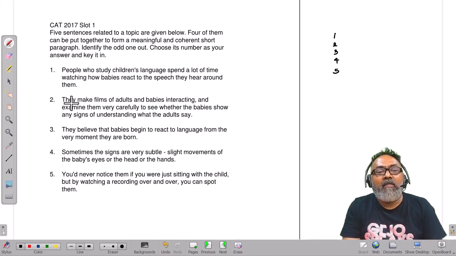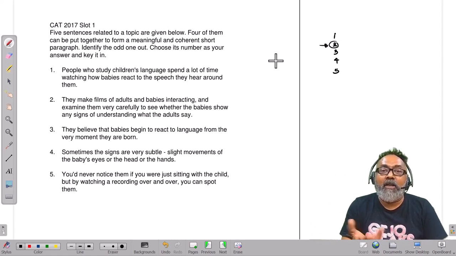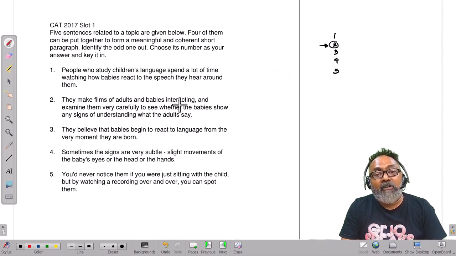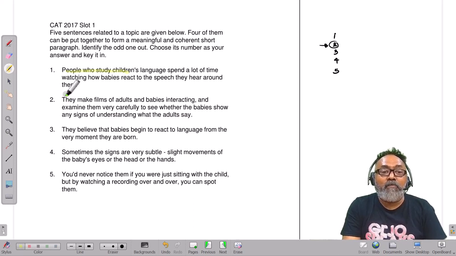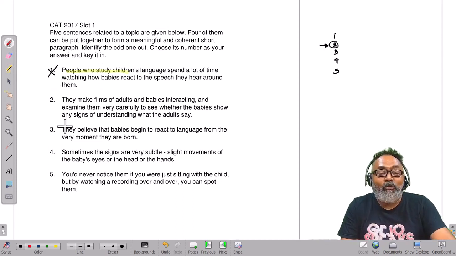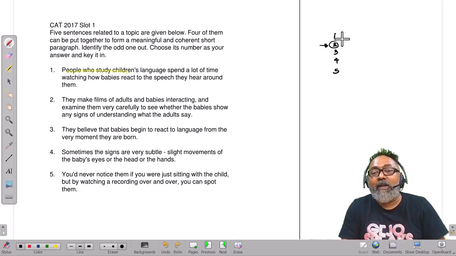Sentence number 2, "They make," okay, so sentence number 2 definitely needs support. Whoever is giving support needs to be there. "They make films of adults and babies interacting and examine them very carefully to see whether the babies show any signs of understanding what the adults say." Okay, so far it seems that "they" is a reference to the people who study children's language. So 2 needs 1. If you remove 1 from the whole equation, 2 cannot stand on its own. So 1 is kind of in.